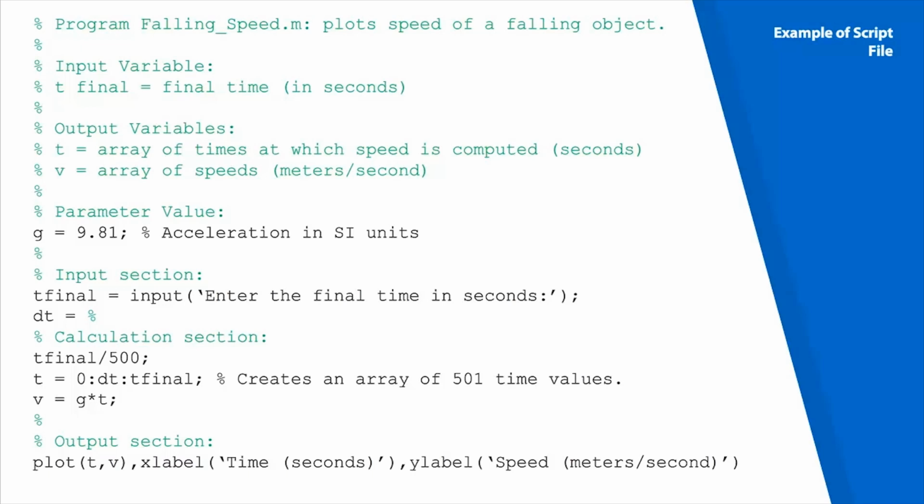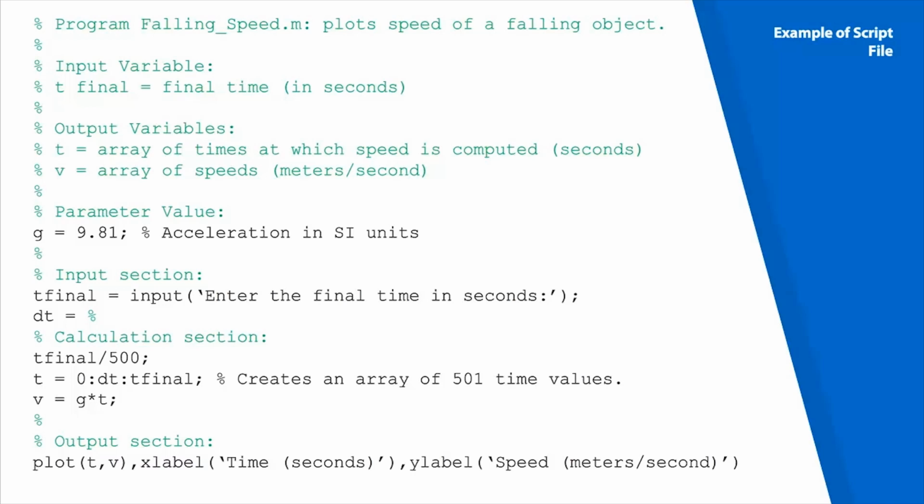Here we want to compute and plot t versus v, where t is between 0 and t final, where t final is the final time entered by the user. The script file is what is shown here in the slide. So we have defined g as 9.81, that is the acceleration in SI units. Then we have an input for t final, where we ask the user to enter the final time in seconds. Then we define an arbitrary increment dt. Here in this case it is t final divided by 500, that is 0.00-something, close to 0.